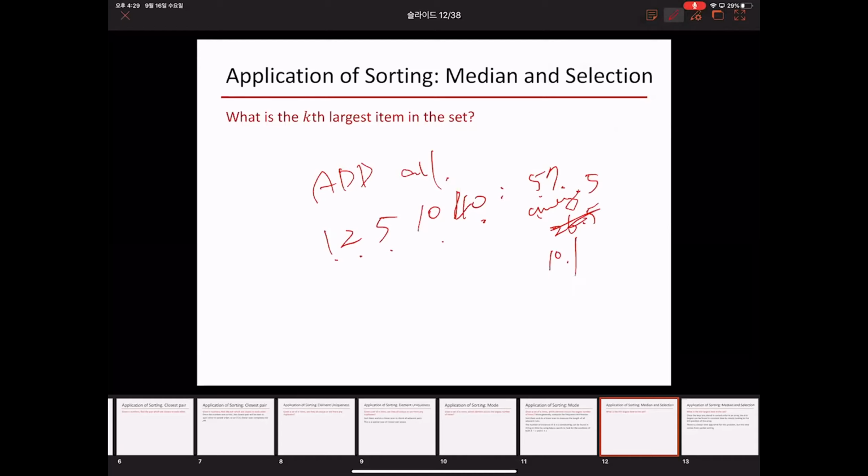Okay. So we find the value that is nearest to the average, which is 10. Right? Yes. But the median of 1, 2, 5, 10, 40 is 5.